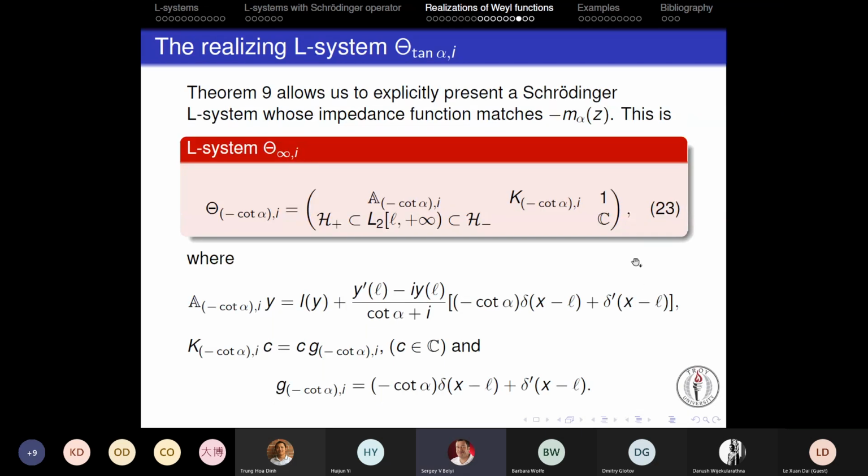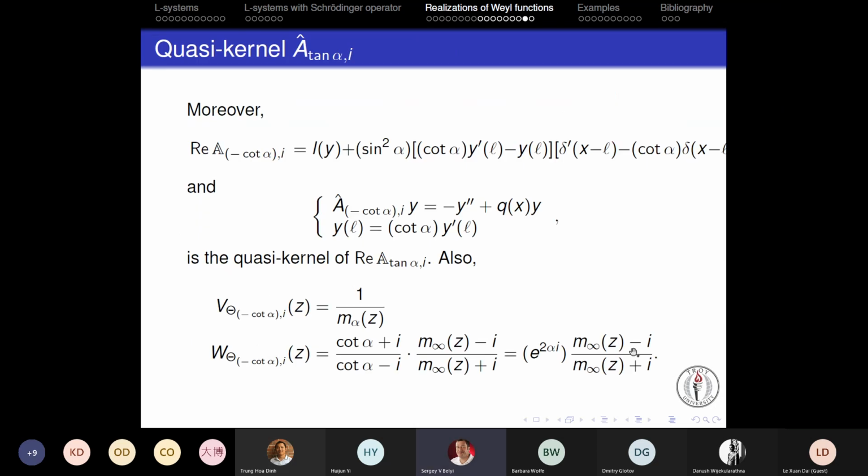And again, an explicit description of the system. So you'll see negative cotangent appearing here. That's a star extension, that's a channel operator, and so on. Then the quasi-kernel, and the final result.